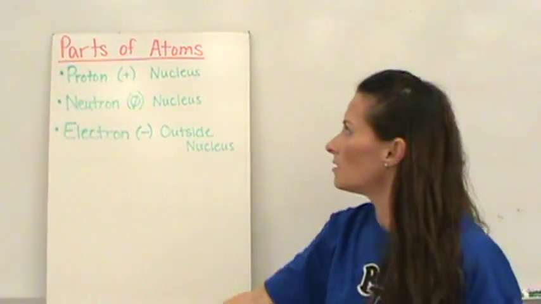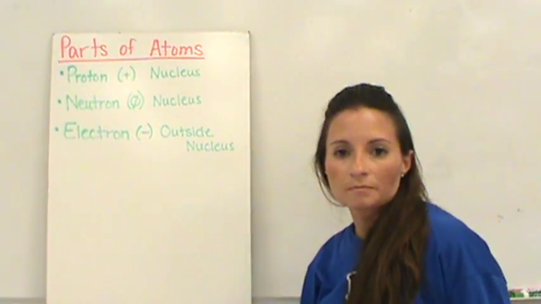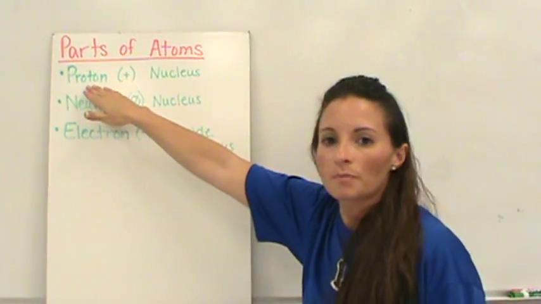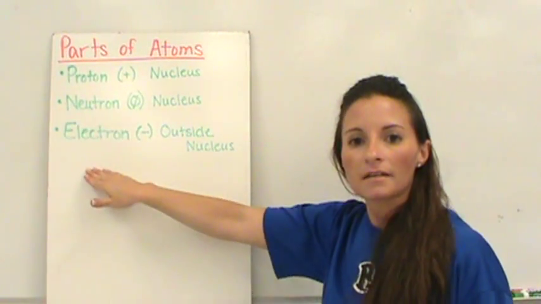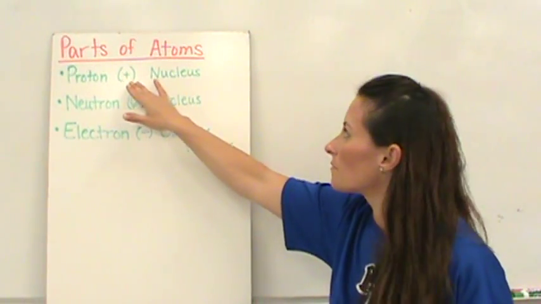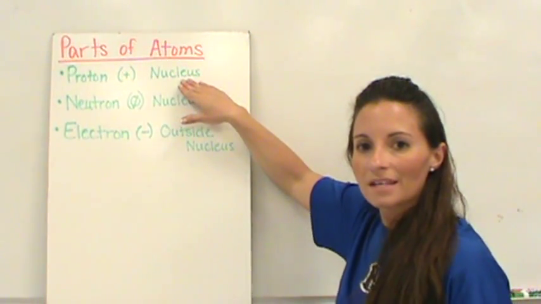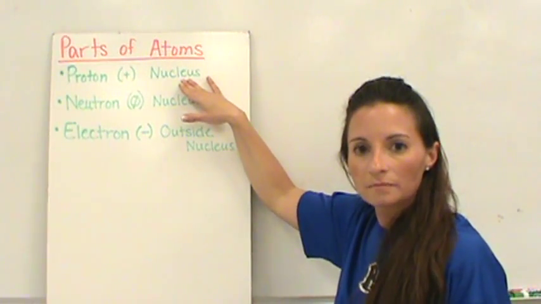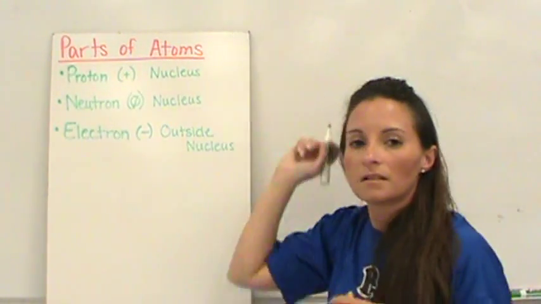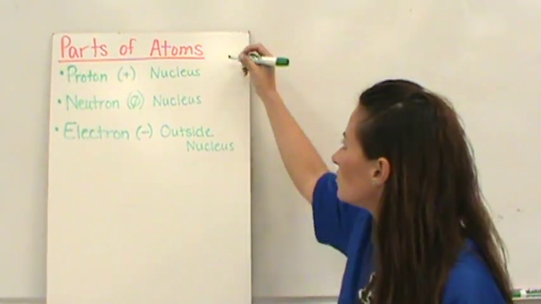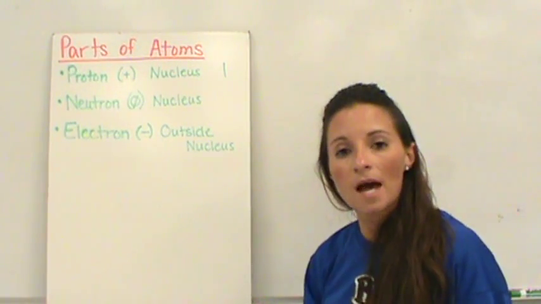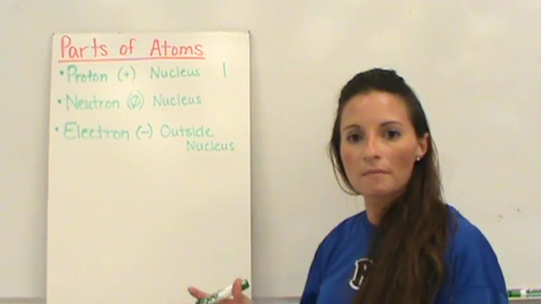So let's start right here with the parts of an atom, okay? Within atoms we have three parts: the proton, the neutron, and the electron. Protons have a positive charge within the atom. They reside within the nucleus, so within the center of the atom, and they actually have a mass unit number of 1. Okay. So when we start talking about atomic mass, each proton has 1 mass unit.